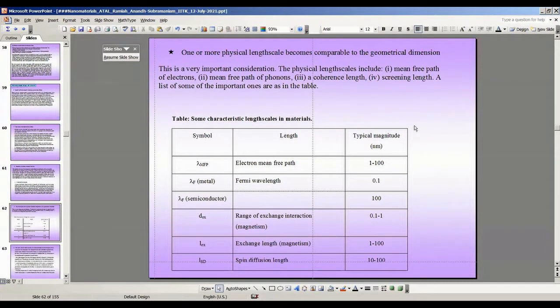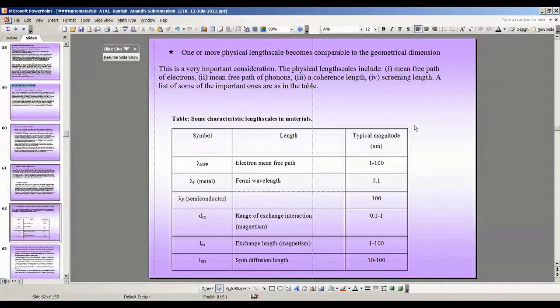The other important thing you may want to note is that one or more physical length scales may become comparable to the geometrical length scale. That means a physical-property-related length scale could become comparable to the geometrical dimension. Very, very important. This is like we talked about ballistic transport in a carbon nanotube. That means the mean free path of the electron is already longer than the length of the nanotube. So there was no scattering event.